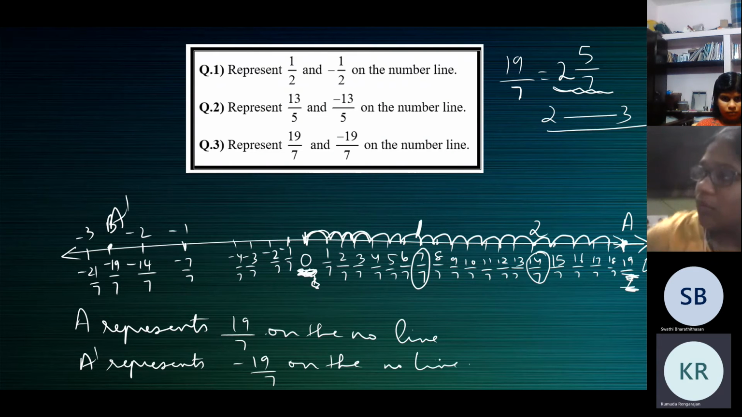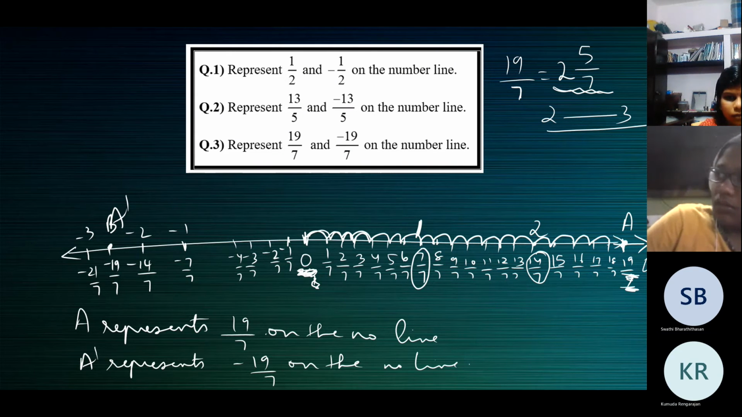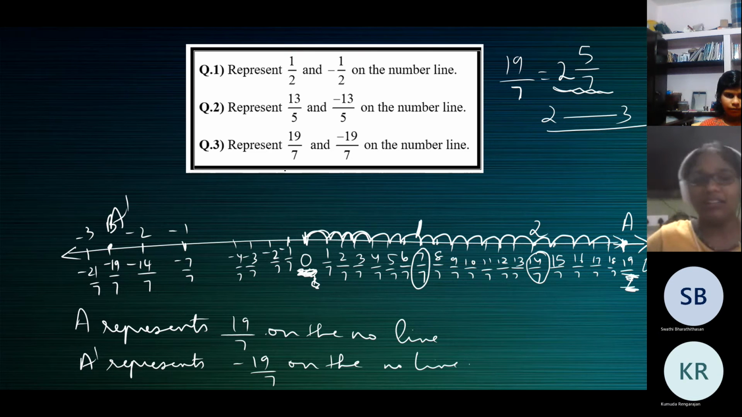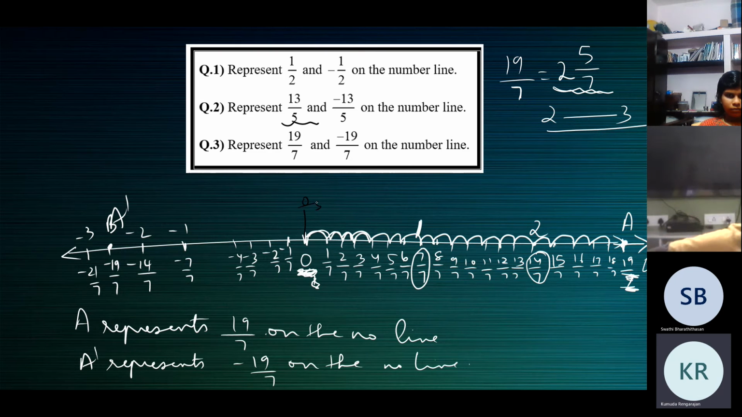Similarly, if it is 13 by 5, you must say 0 by 5, 1 by 5, 2 by 5, 3 by 5, 4 by 5, 5 by 5. That's 1. 10 by 5 is 2. If you have to represent 13 by 5, then you should treat this one as 0 by 5. Then next is 1 by 5, 2 by 5, 3 by 5, 4 by 5, 5 by 5 is 1. 10 by 5 will be 2.